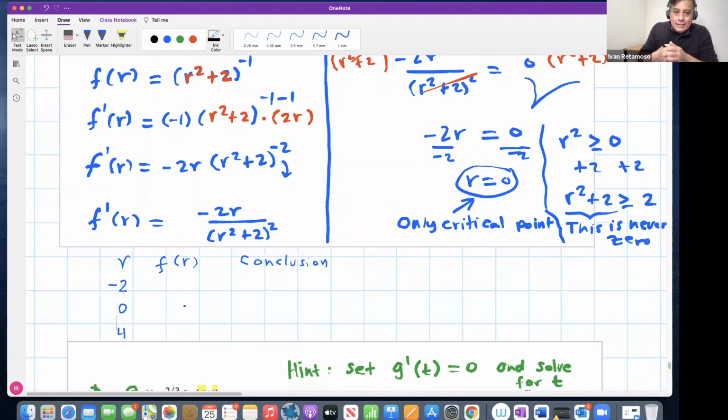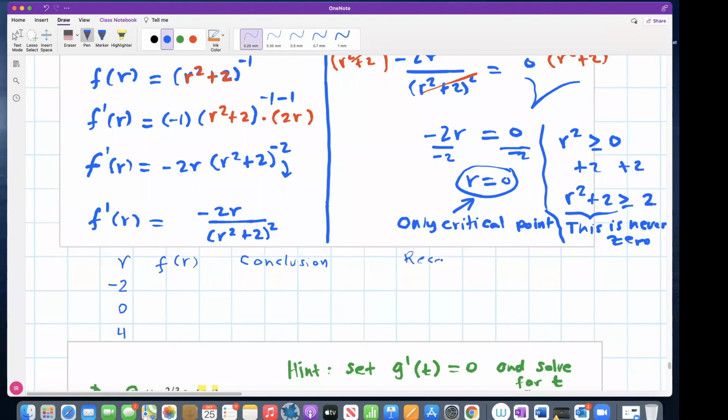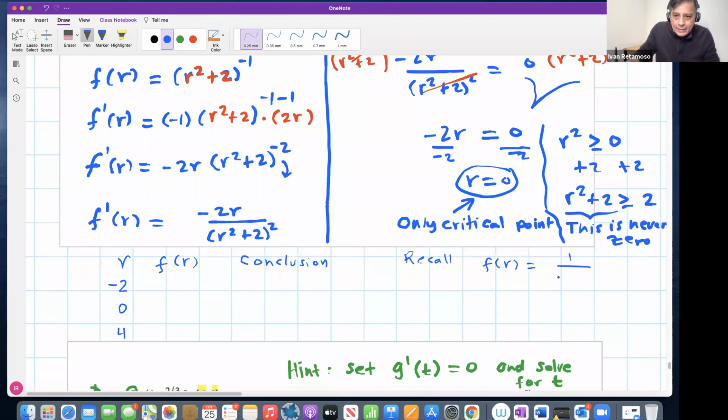Now I see that the answers are in exact form, so I'm going to show you a trick to deal with that. Recall here, f of r was originally this: 1 over r squared plus 2.